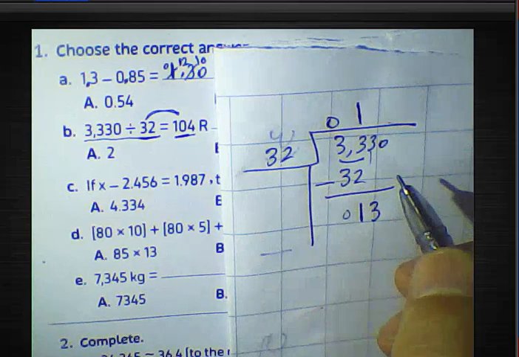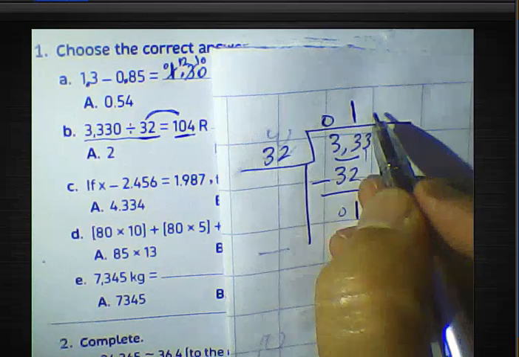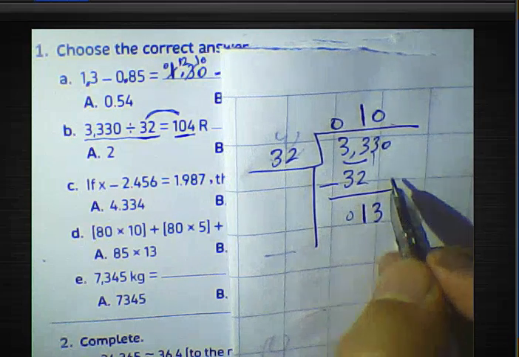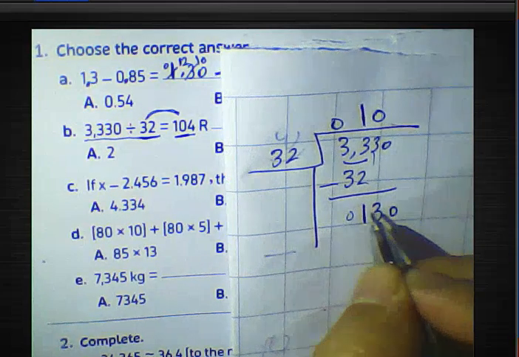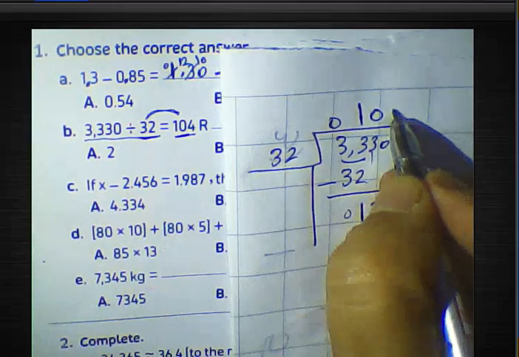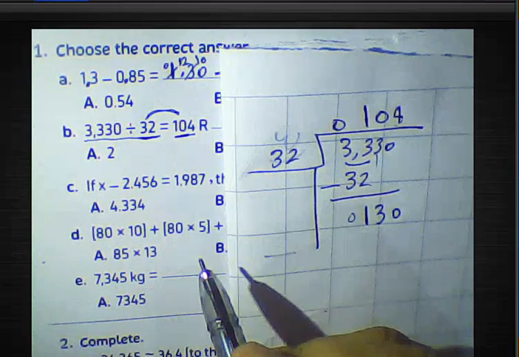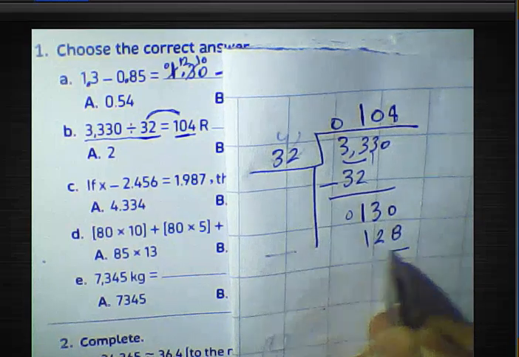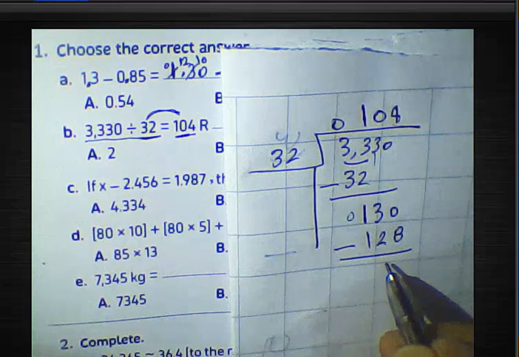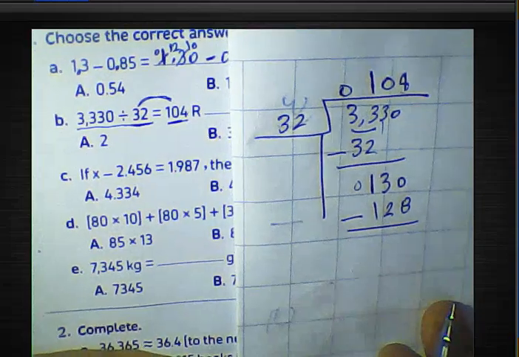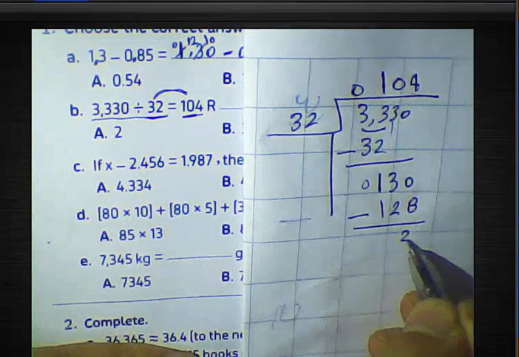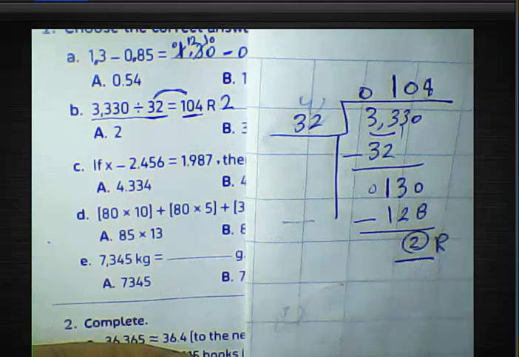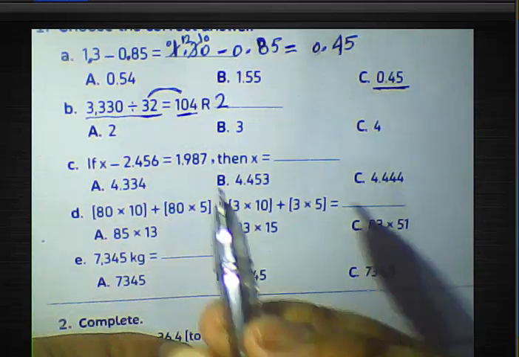We can't find the result because it's less, so we must put 0, and then we must drop the next number 0 here. We must put 4 here because the quotient is 104. 4 times 2 equals 8, and 3 times 4 equals 12. And 130 subtract 128, the result will be 2. So the remainder will be 2 in this example. Okay, the remainder will be 2.